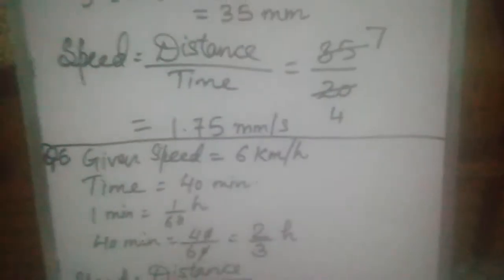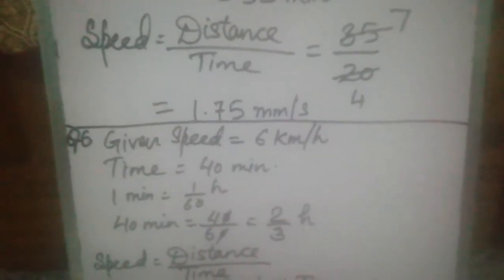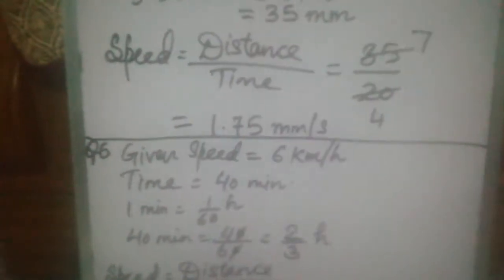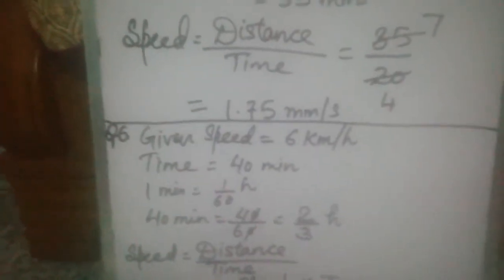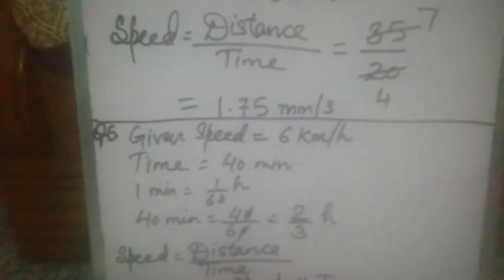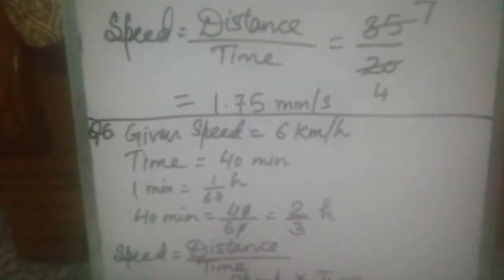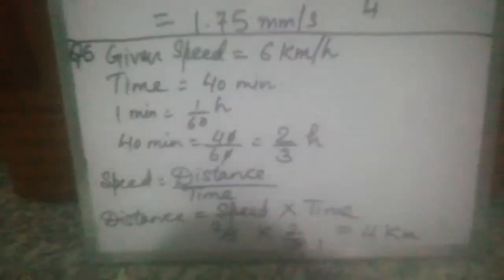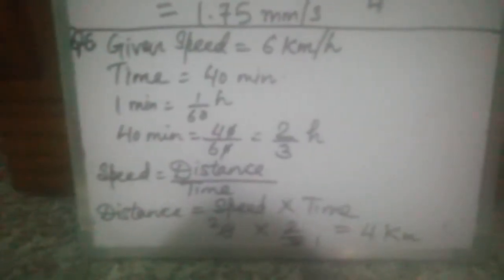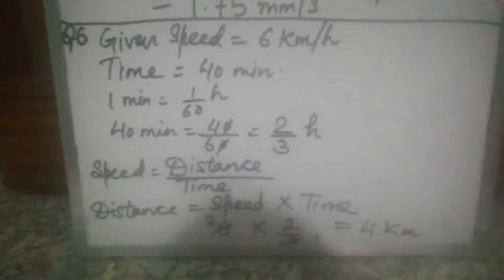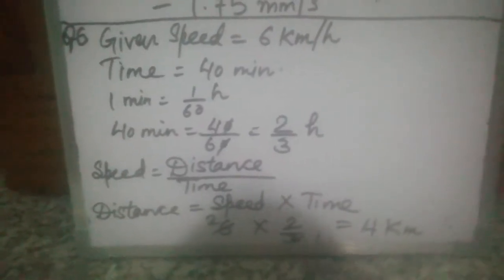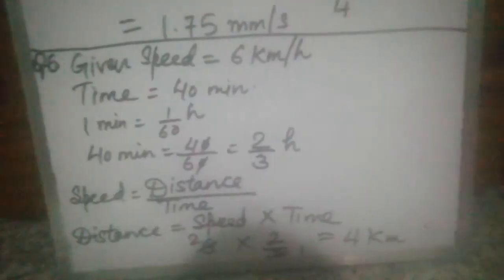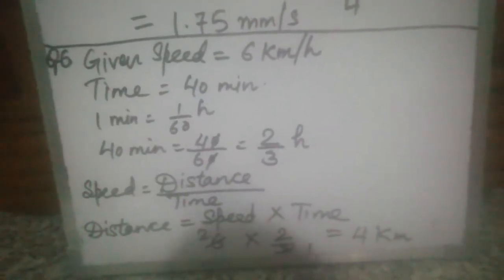See children, speed is given in kilometer per hour, whereas time is given in 40 minutes. So let's convert minutes into hours first of all. Now we know that 1 minute equals how many hours? 1 by 60 hours. So 40 minutes equals 40 by 60, which equals 2 by 3 hours. Okay children, now the formula is speed equals distance by time. We have to find out the distance. So speed into time. Speed is 6, time is 2 by 3. So when we do this calculation, we find that the distance covered is 4 kilometer.